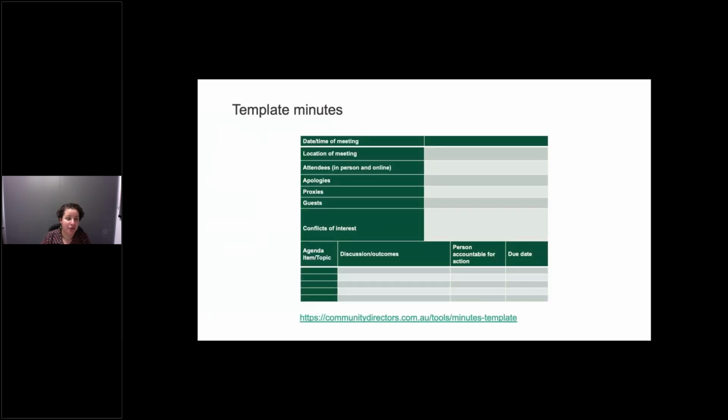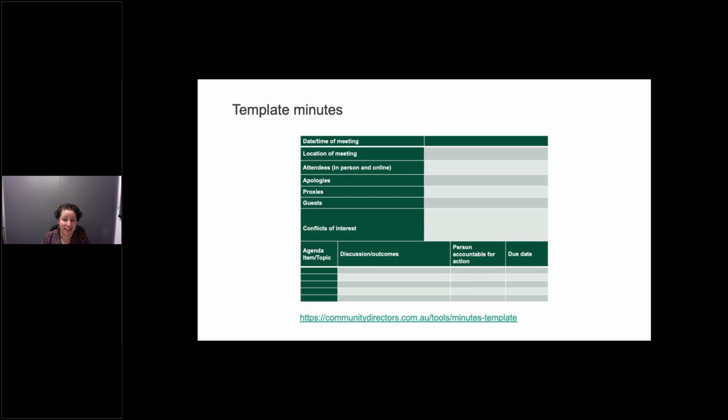Now, a template that we've got up on the screen, and I've also got the link there for you as well, is a template for minutes. You don't have to use this. You could modify it, have a modified version of this document, but this is a really simple table format. A great reason to have a format like this or something similar is you can actually get the secretary to type straight into it.